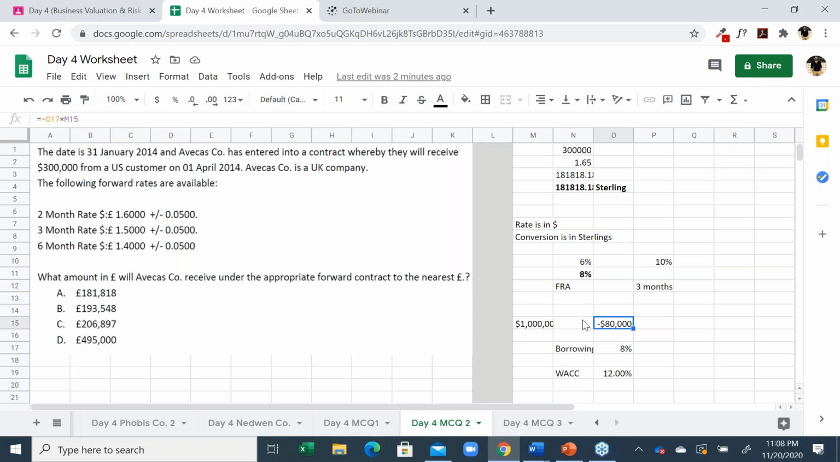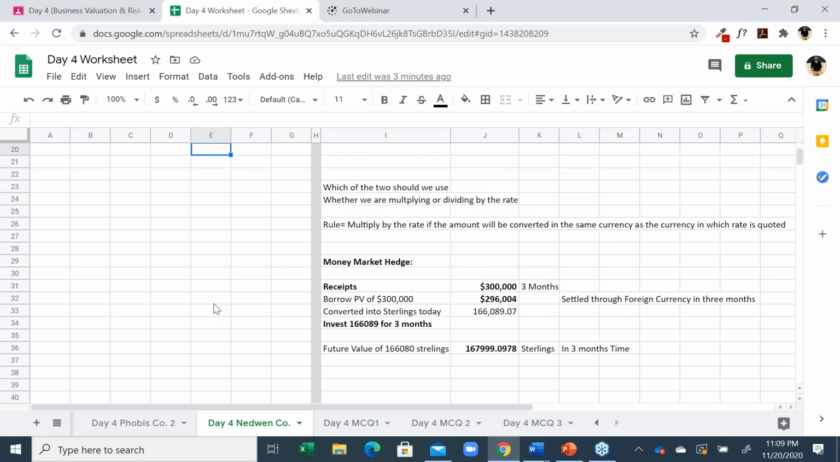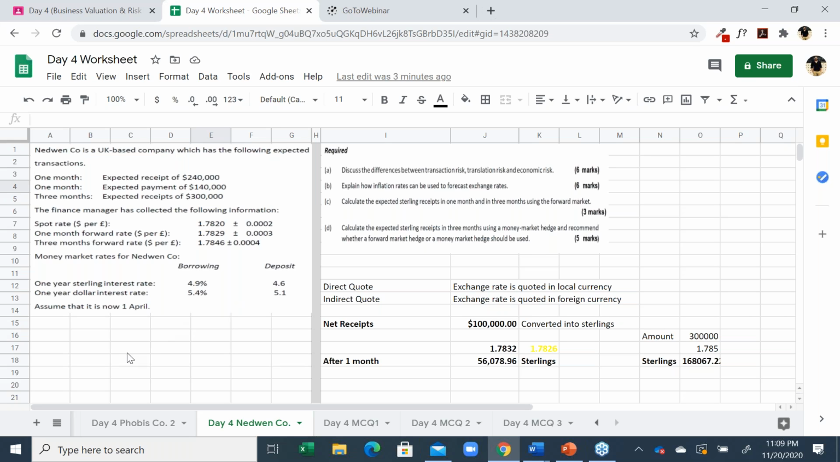Krishna is asking for the shortcut of money market hedge. So I think I should fulfill my promise and show you. For that shortcut, I want your concentration. So let me do it for you.